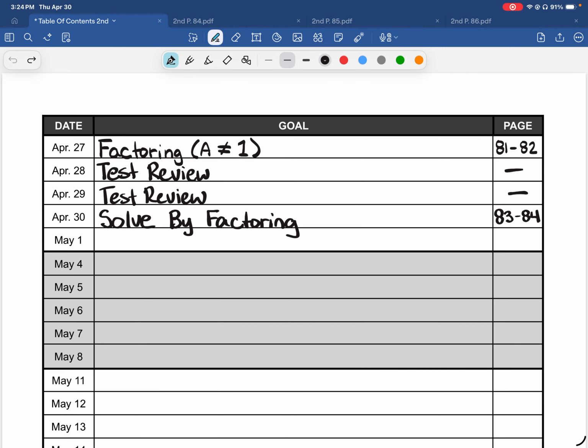Today is May 1st. If you would please write in your table of contents that today our goal is to explore the key features of quadratic functions. And you're going to add pages 85 and 86 to your binder.